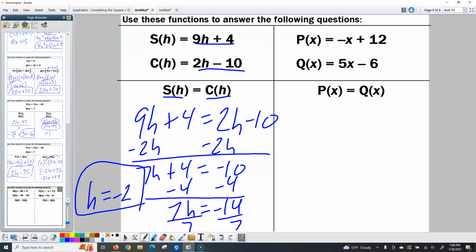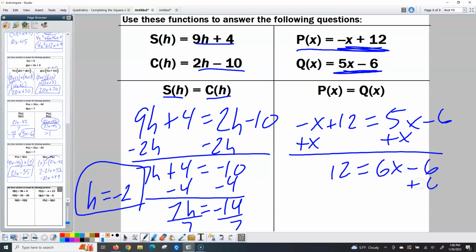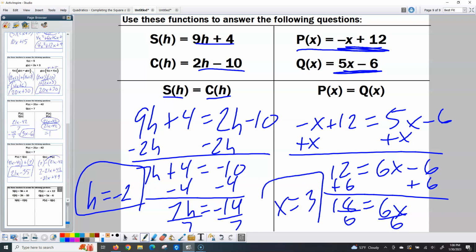And P of x equals Q of x. So I got negative x plus 12 is equal to 5x minus 6. So P of x is that stuff. Q of x is that stuff. I'm going to add this x over here. Make that positive. That's 12 equals 6x minus 6. Add that 6 over there. 6x equals 18. Divide by 6. And x equals 3.